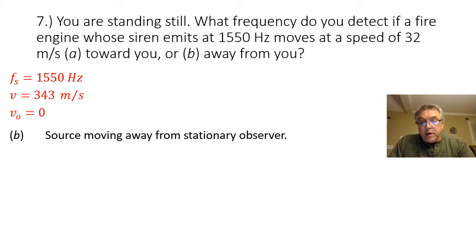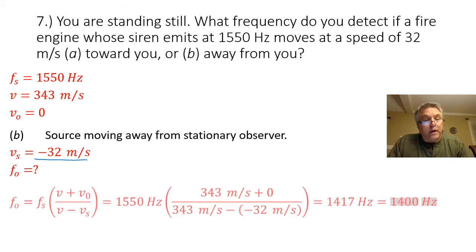Part B of problem 7 asks us to find the observed frequency when the source is moving away from the stationary observer. So now that my source is moving away from the observer, the source's velocity is going to be negative 32 meters per second. It's going to be negative now because the source is moving away from the observer. Still looking for my observed frequency.